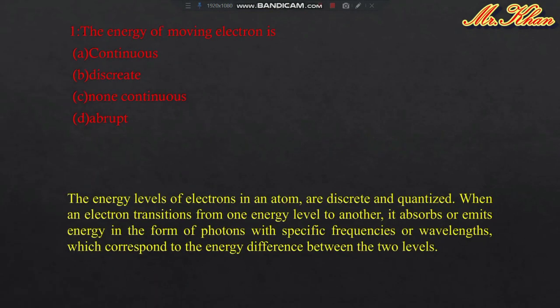Question 1. The energy of a moving electron is: A. Continuous, B. Discrete, C. Non-continuous, D. Abrupt. The energy levels of electrons in an atom are discrete and quantized. When an electron transitions from one energy level to another, it absorbs or emits energy in the form of photons with specific frequencies or wavelengths, which correspond to the energy difference between the two levels.